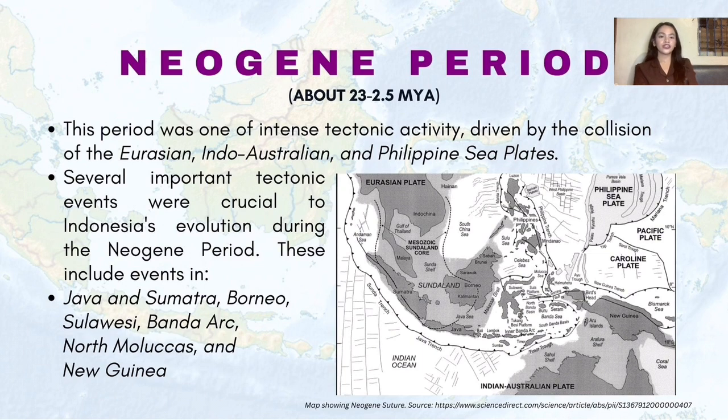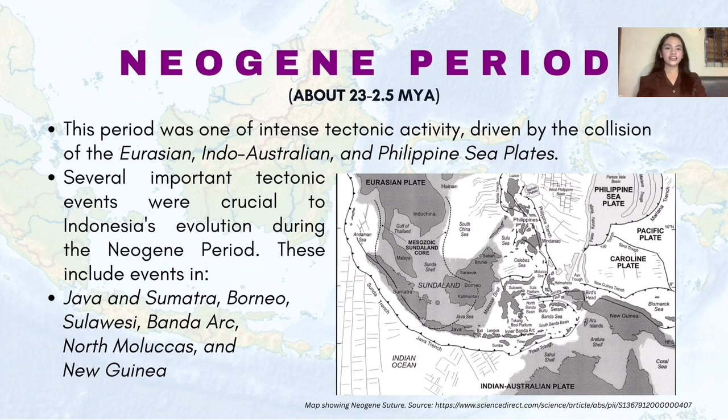Lastly, we have the New Guinea. The New Guinea region is characterized by the collision of the Australian and Pacific plates. This collision created the New Guinea Highlands, a significant mountain range. The ongoing collision continues to cause substantial tectonic activity, including earthquakes and uplift.